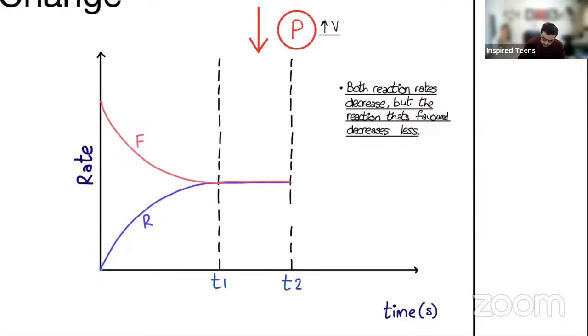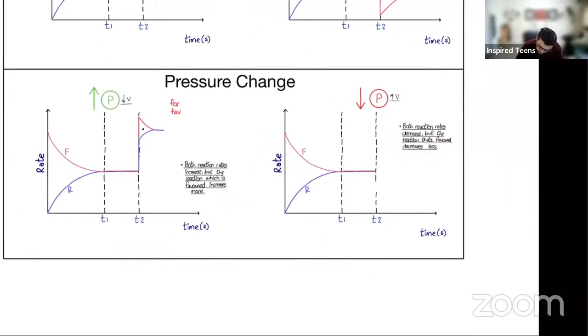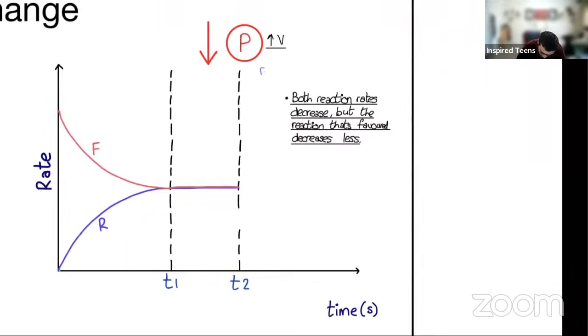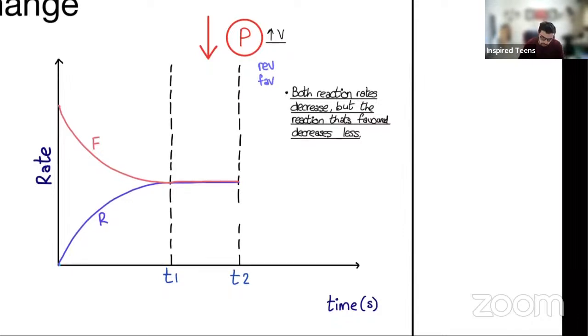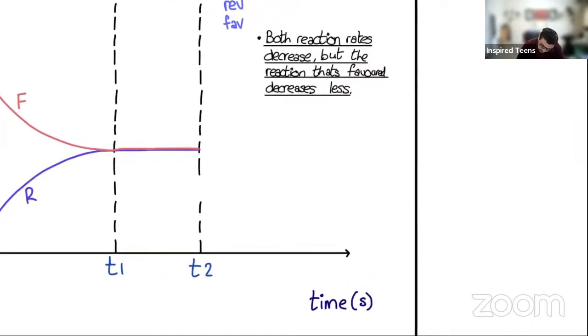So in this case, which one is favored? We know that here the reverse is favored. Why? Because the side with more moles is favored, and the reactants have more moles, so the reverse is favored. Both reaction rates decrease, but the one that's favored decreases less. The one that decreases more is the one that's not favored, the forward reaction. So the forward reaction decreases more and the reverse reaction decreases less, simply because it is favored.